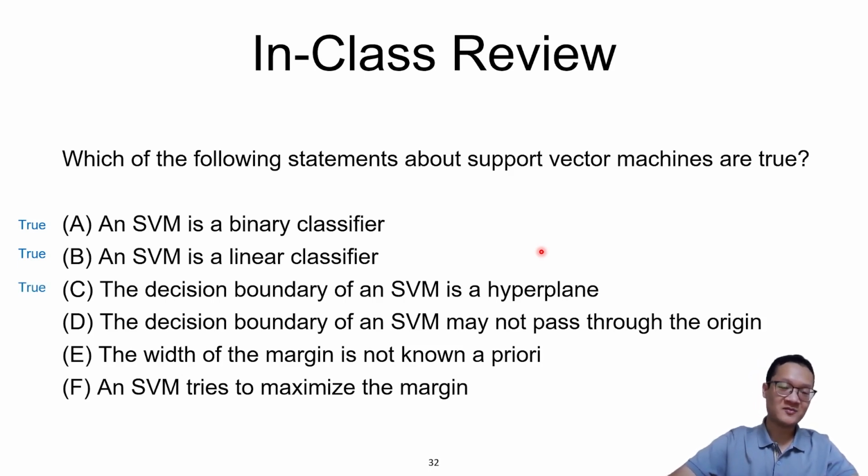Next, the decision boundary of an SVM may not pass through the origin. So this one is actually false, because we saw that in the case where b equals 0, the decision boundary actually passes through the origin. So D is false. And E, the width of the margin is not known a priori. So this one is true. So we need to look at the data points before we know what the margin might be, right?